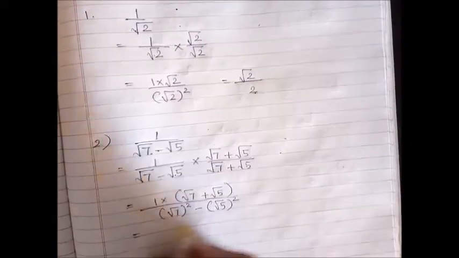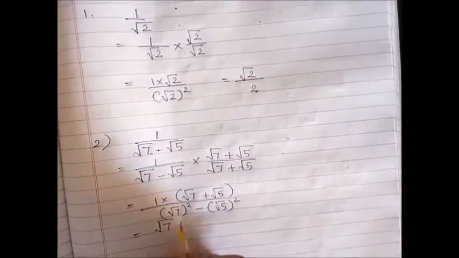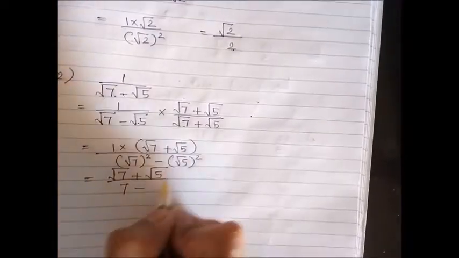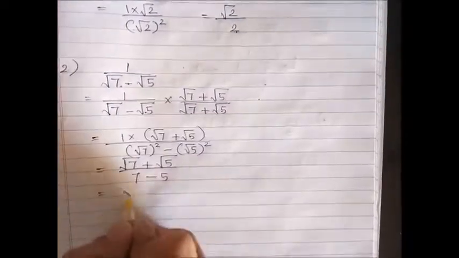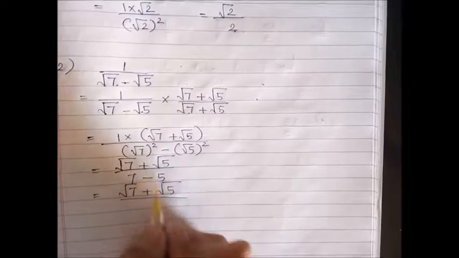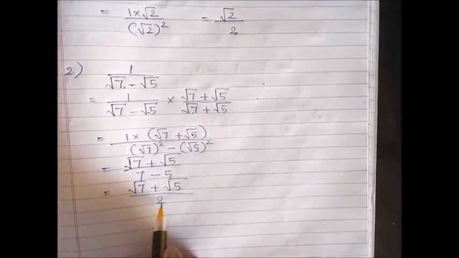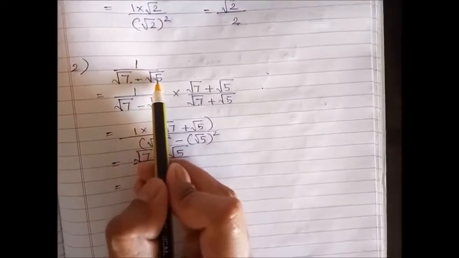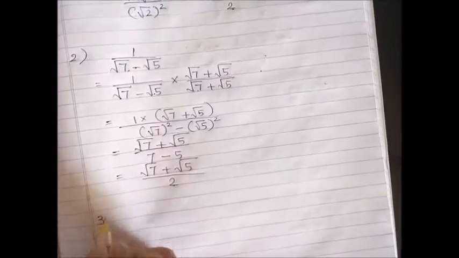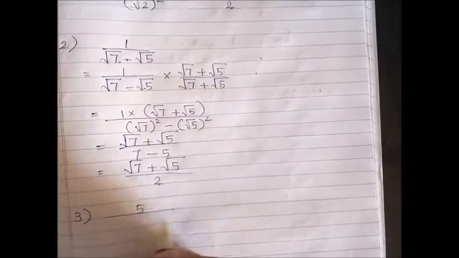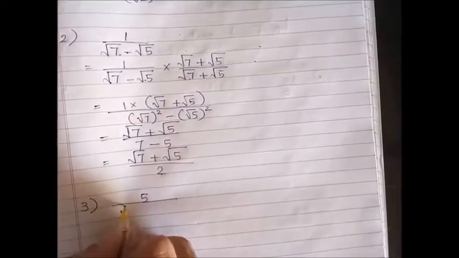Now 1 into the entire bracket, that is root 7 plus root 5, divided by root 7 square, that is 7, minus root 5 square, that is 5. So root 7 plus root 5 divided by 7 minus 5, that is 2. Now see here the denominator comes as a rational number, that is 2, and here it was root 7 minus root 5.